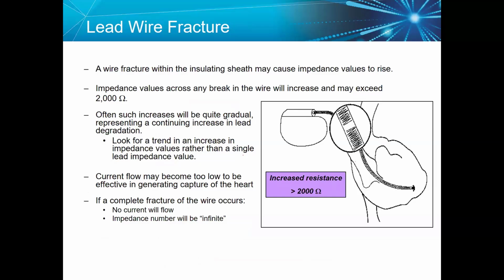In lead fracture, the current is prevented from going through and impedance will increase, maybe reaching more than 2,000 ohms. Often such an increase will be quite gradual, representing continuing lead degradation. Current flow may become too low, obstructed from reaching the endocardium to be effective in generating capture of the heart. If a complete fracture of the wire occurs, no current will flow, and the impedance number will be indefinite. Okay.